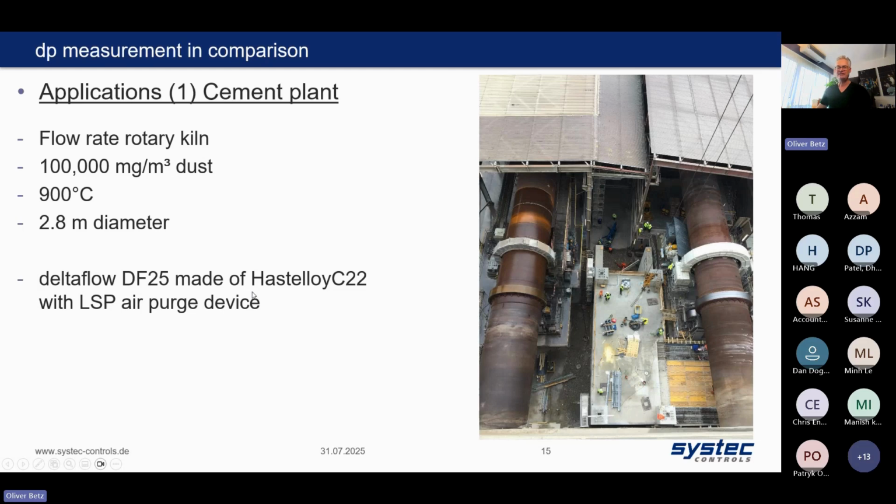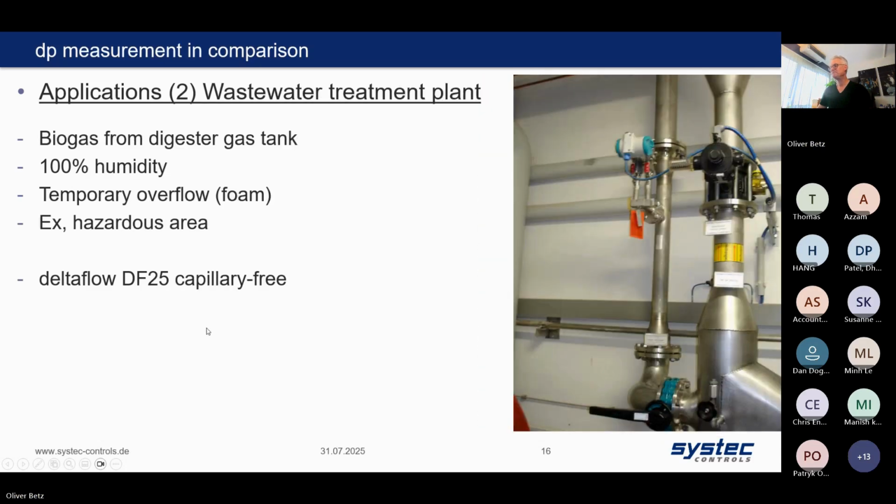These probes are made of Hastelloy because it's very corrosive, and we are using an air purging unit. So each 2 minutes there is a pressurized hit of the air purging unit blowing out the probe here. So for 100,000 milligrams dust, you need to purge it.